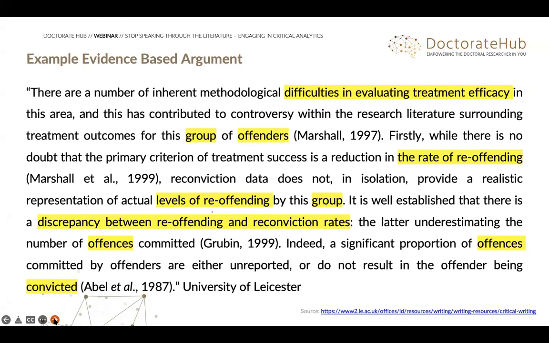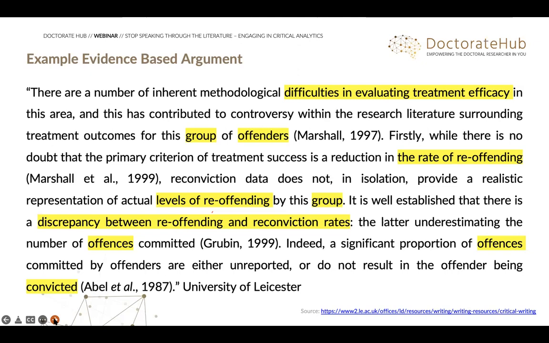"There are a number of inherent methodological difficulties in evaluating treatment efficacy in this area, and this has contributed to controversy within the research literature surrounding treatment outcomes for this group of offenders." Now, you see, after the writer has established the key terms, group and offenders, these are used consistently through the text. And this is also something that you can look at in your draft to find out very objectively.